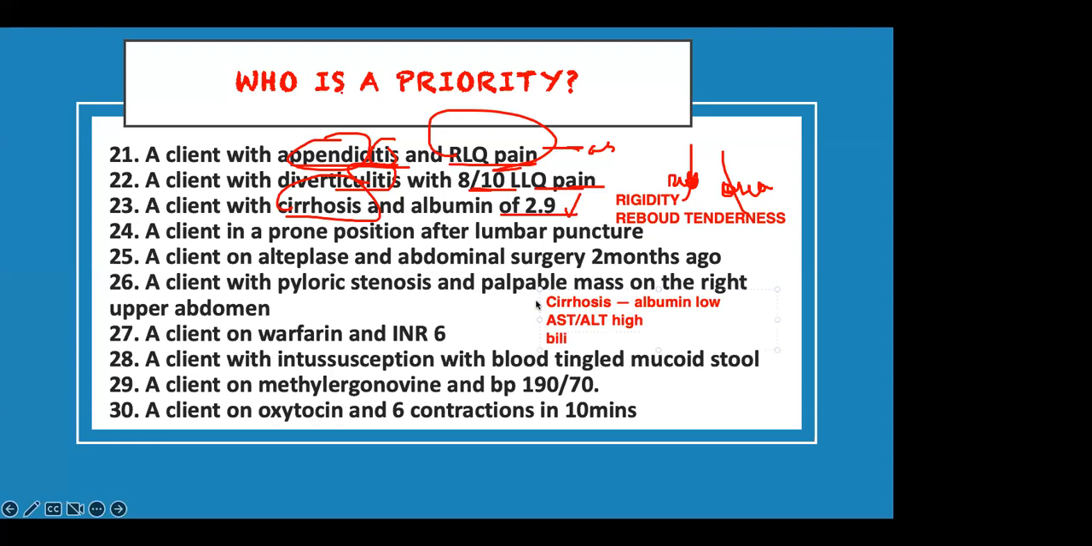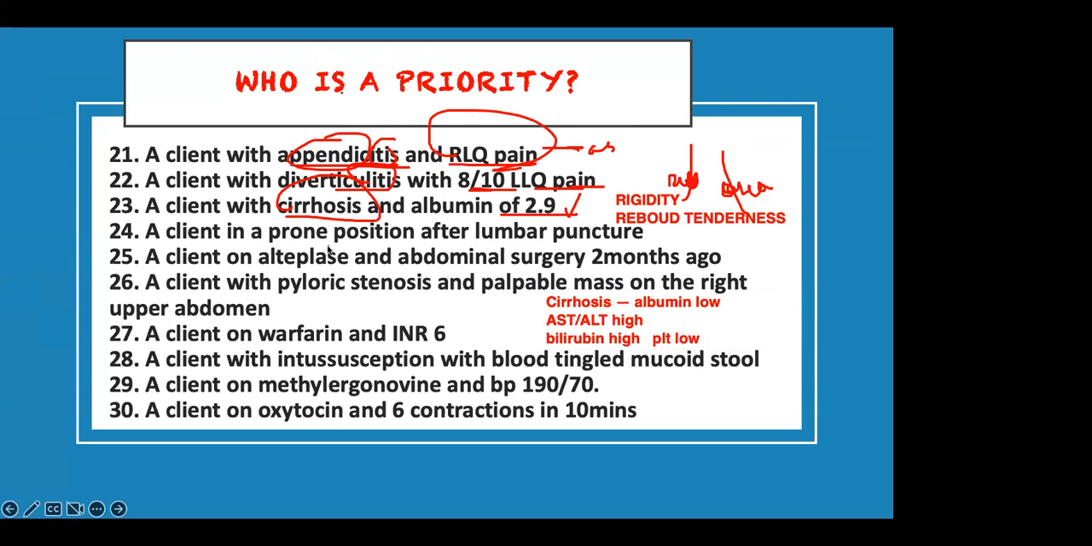Bilirubin, high, right? Platelet, low. That's all. And they have ascites. Okay, you expect clay-colored stool. It's all fine. This is what you expect, so don't worry about it.